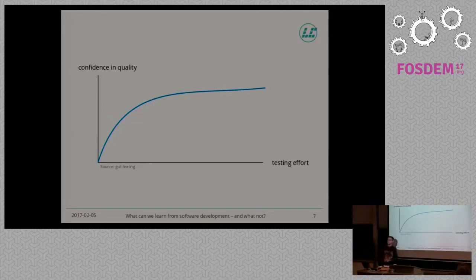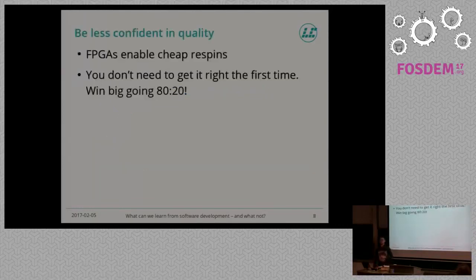But the thing is, if you want to produce an ASIC that costs you a couple million, you want to be really, really sure that you're actually delivering a good quality product. So if you're doing software development, you can be okay with less confidence in your quality. Not meaning you intentionally ship crap, you just are not sure that you're not shipping crap. So why can we do that? FPGAs, speaking in ASIC terms, enable you cheap respins. You can just reprogram, reflash your FPGA, and that's about all you need to invest there. So you don't need to be first time right. You can go with this 80-20 approach.